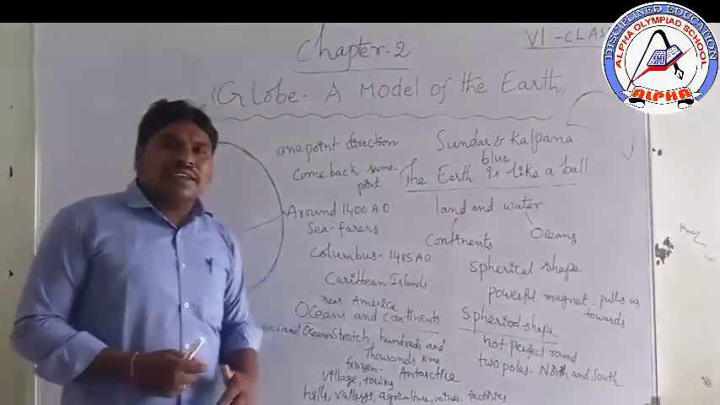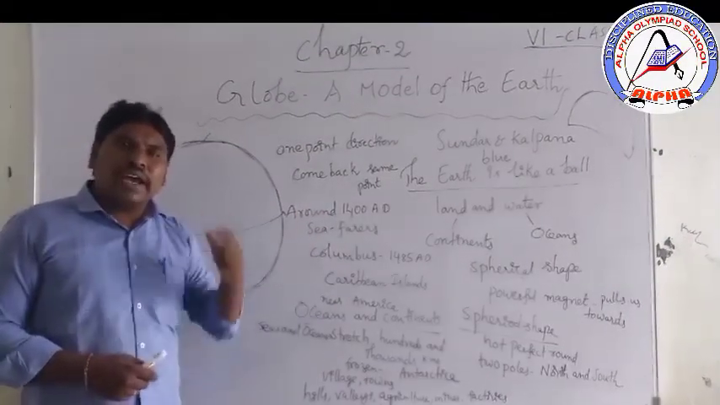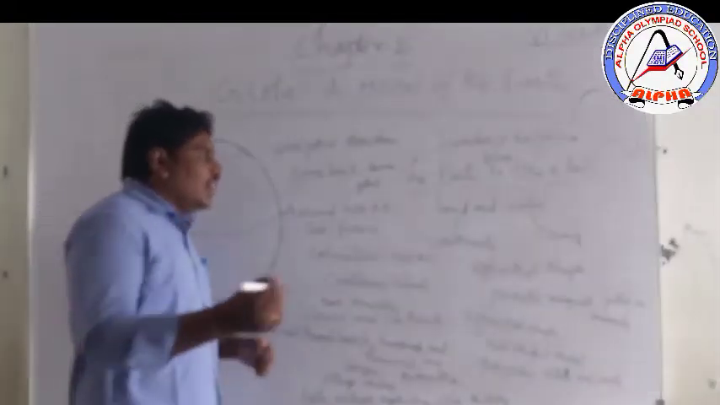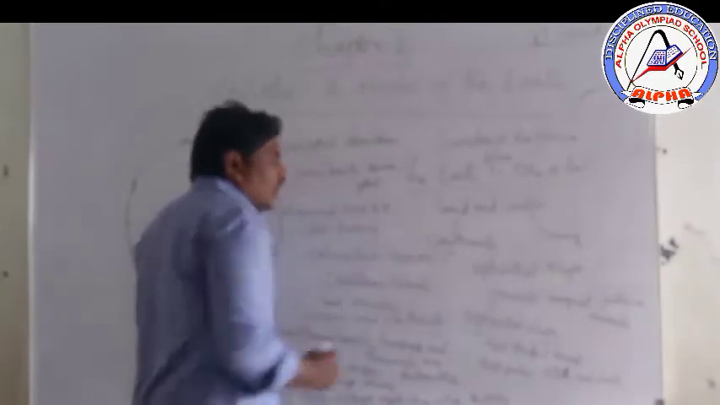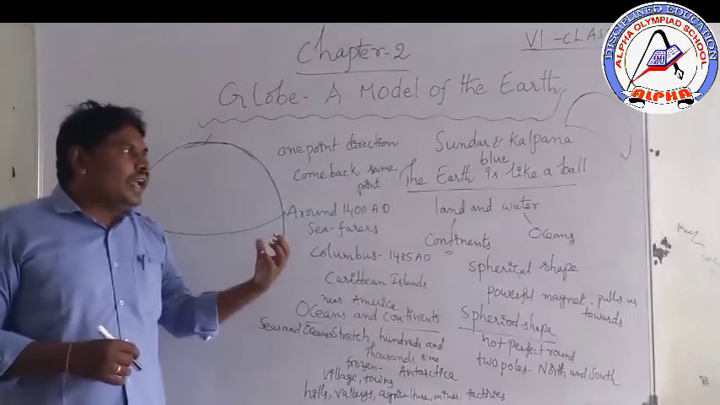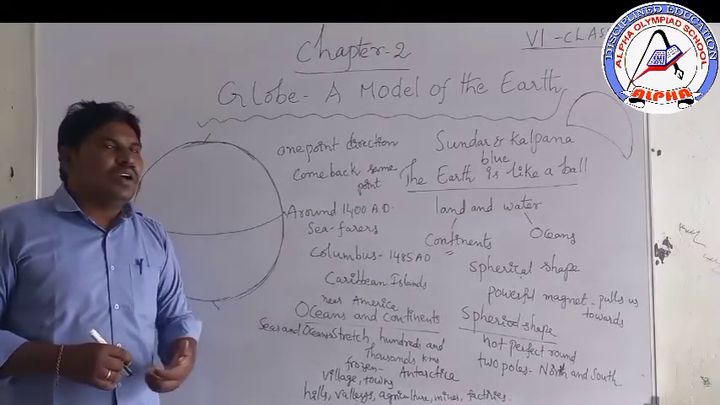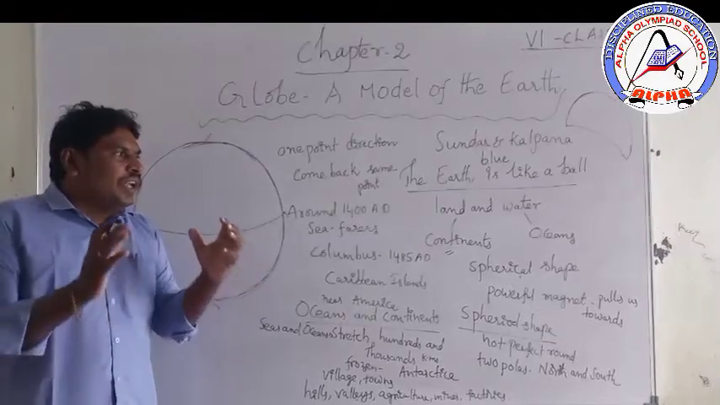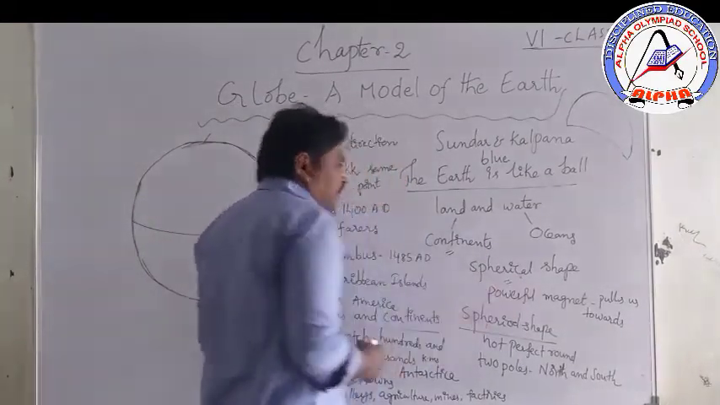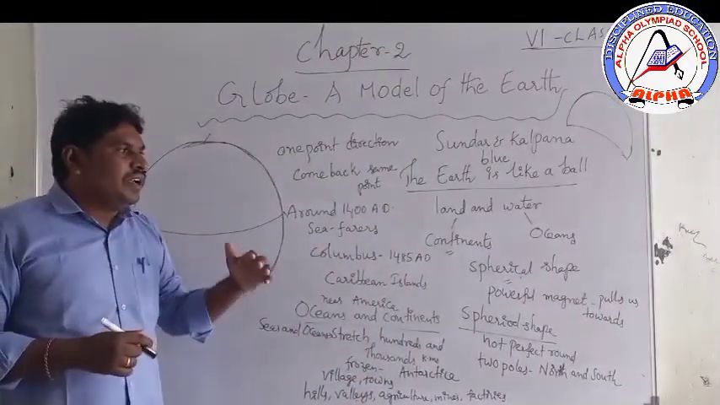On this earth, we can observe land and water. Generally, the land is continents, and the water is oceans. And the earth is spherical, a spherical shape, a sphere, round like a ball.